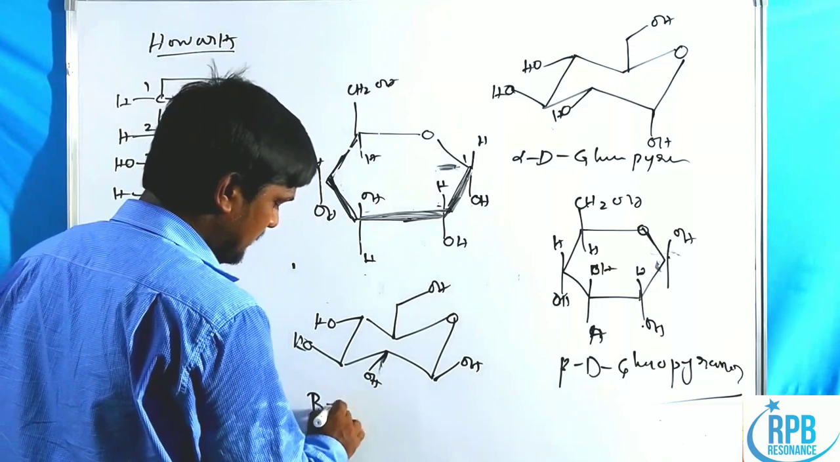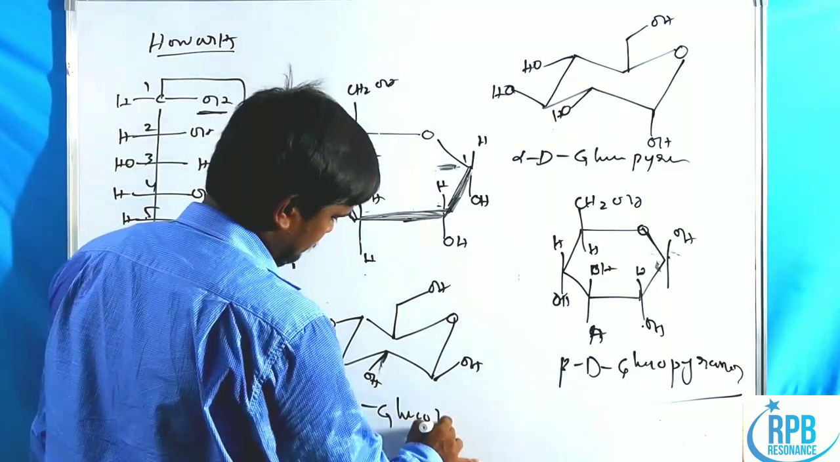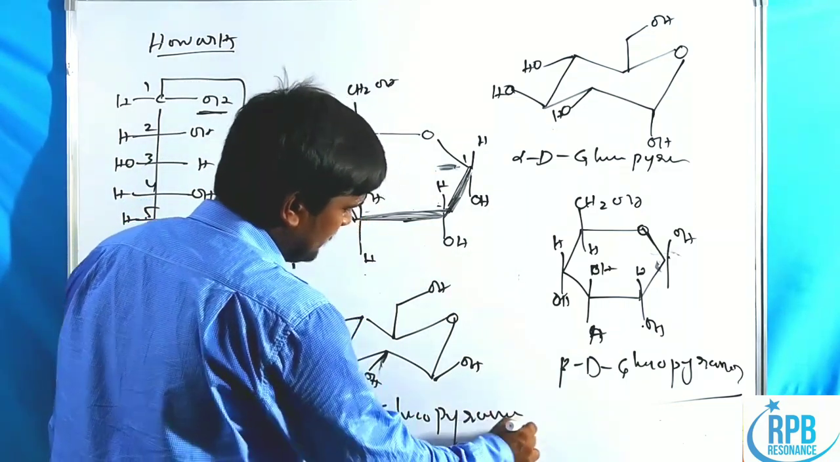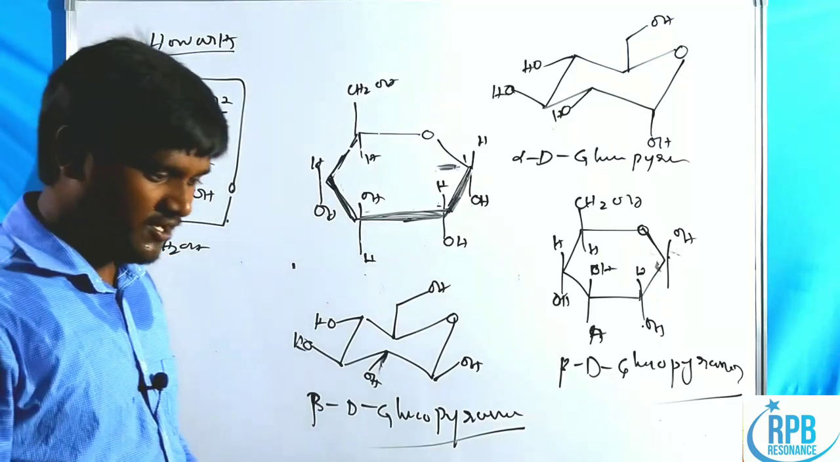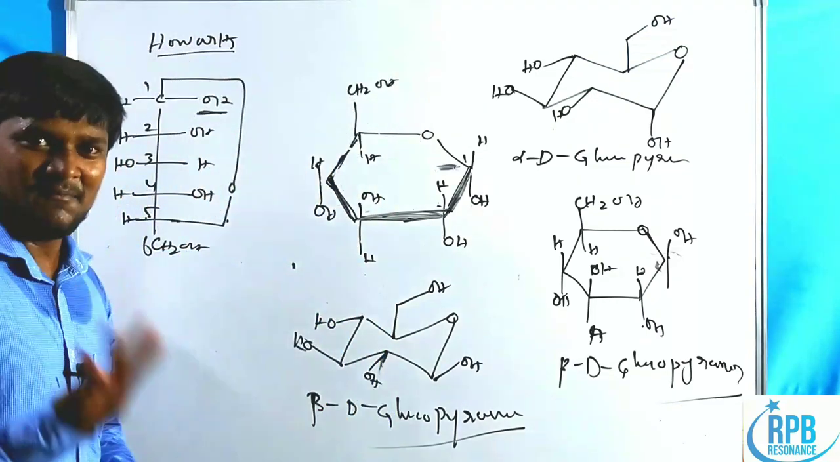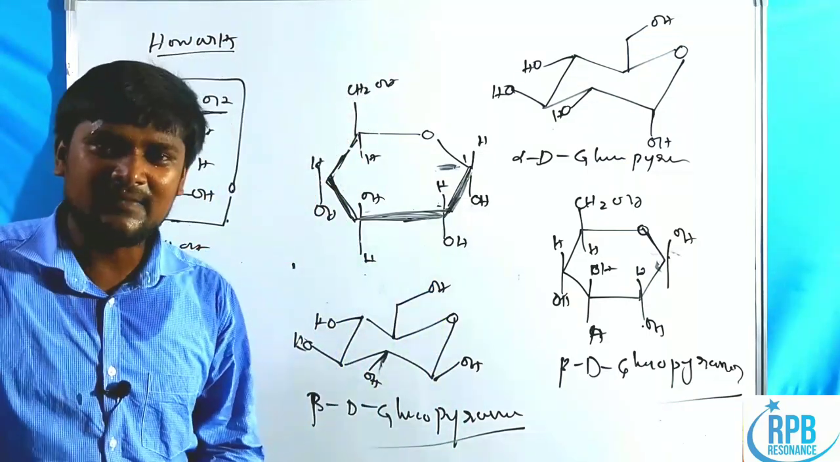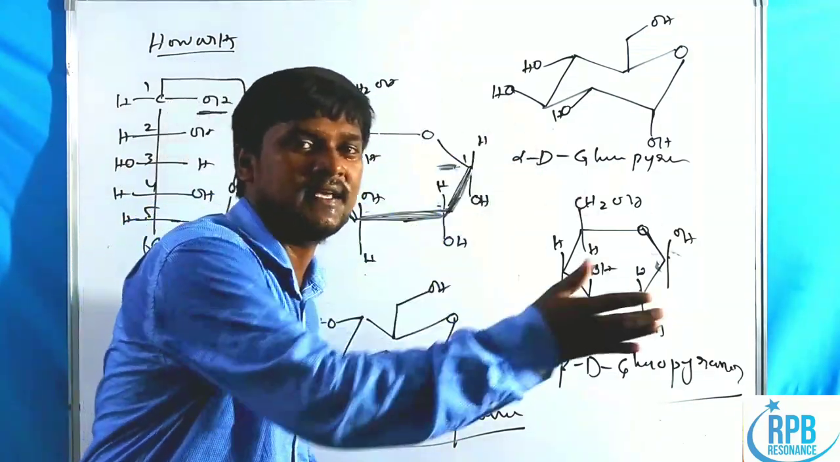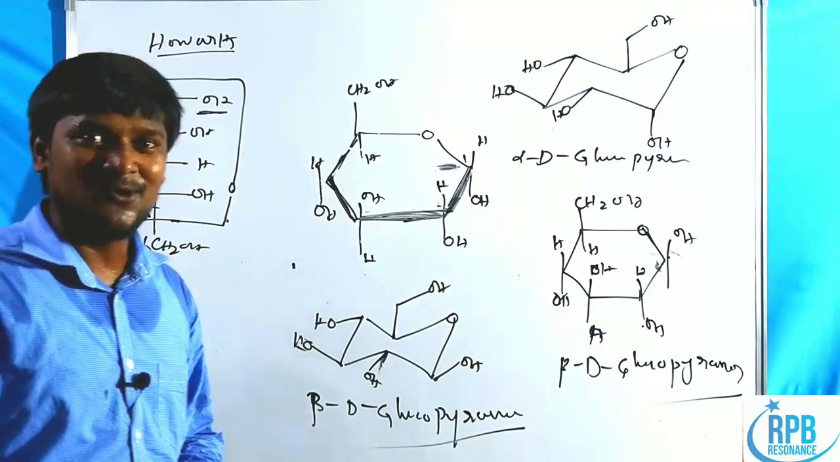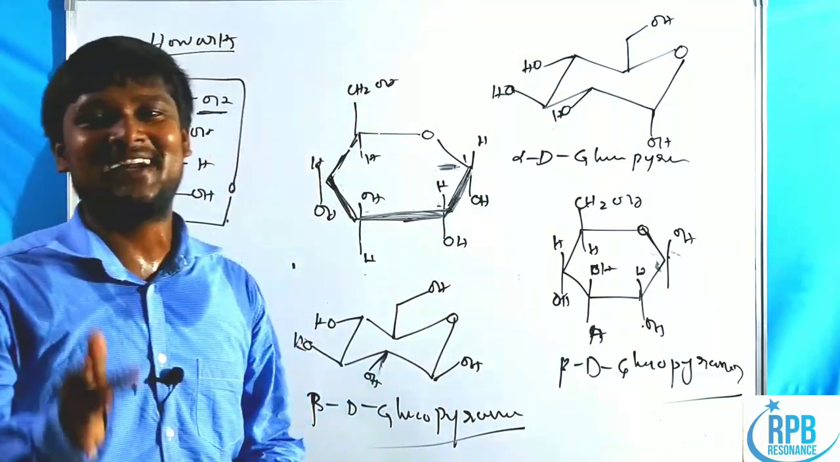Now here it is the beta D-glucopyranose structure in cyclic conformation. So we are aware of these types of structures. We can convert any saccharide to the Howarth or cyclic projection. But they are asking about the stability of alpha and beta D-glucose.